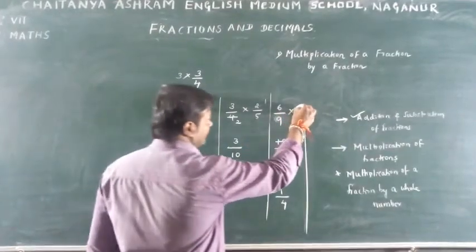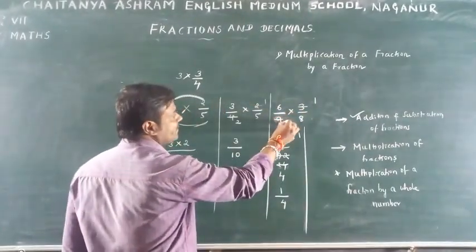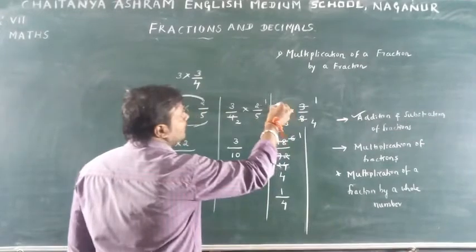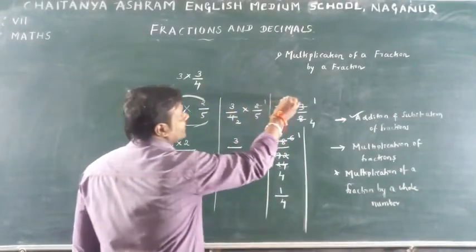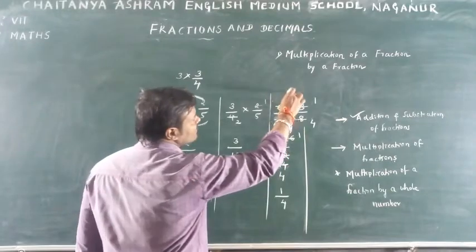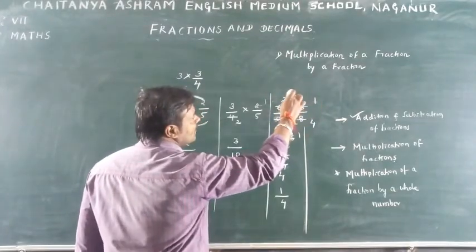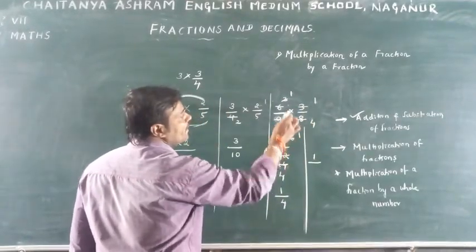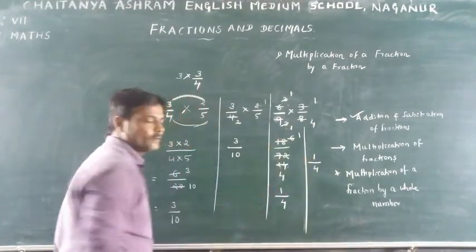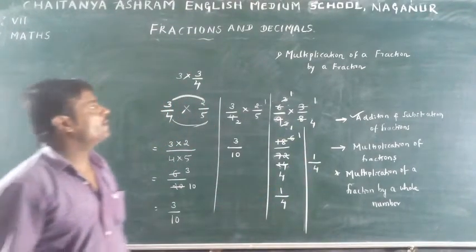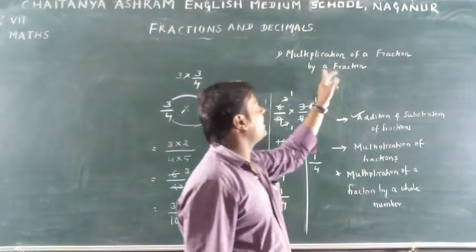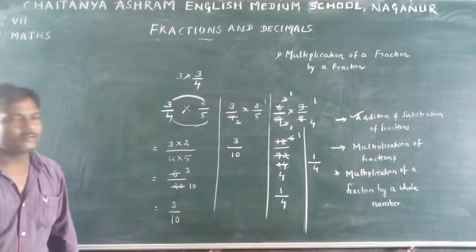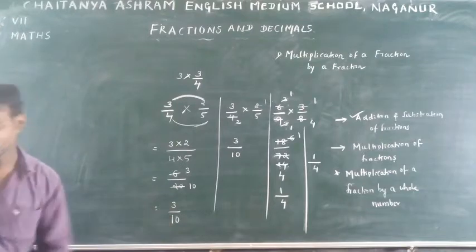Or we can do it in shorthand form. That is 3 ones are 3, 3 threes are 9. Okay. Then 2 fours are 8, 2 threes are 6. Again 3 ones are 3, 3 ones are 3. What remains in the numerator? Only 1. Find the product. 1 into 1 is 1. What remains in the denominator? 1 and 4. Find the product. 1 into 4 is 4. This is also 1 by 4. Clear? So this is about multiplication of a fraction by a fraction. Clear? So dear children, just a minute, we will come back.